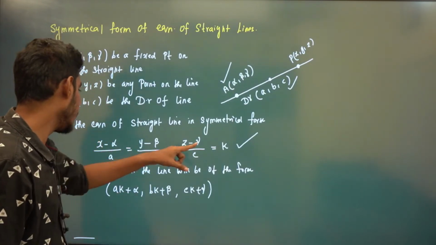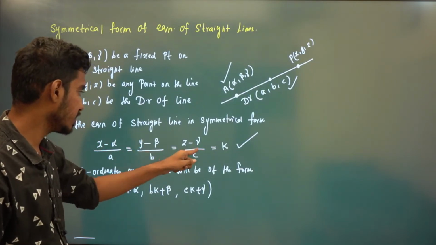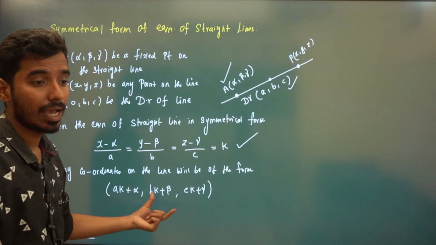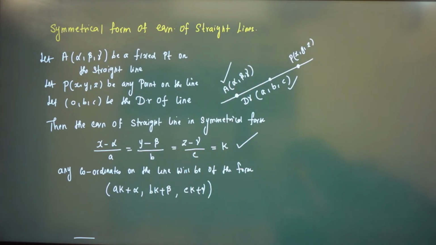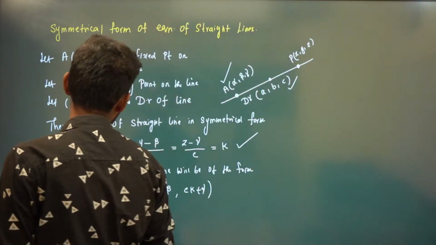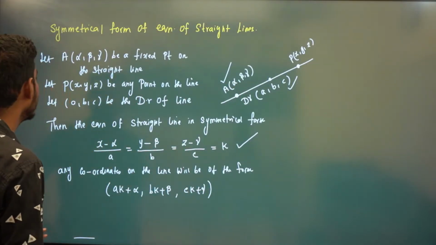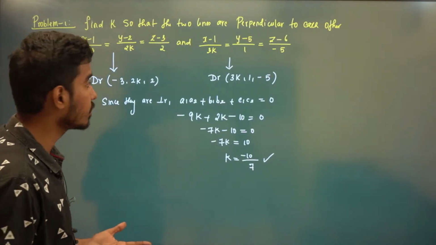And if I solve for x, y, z, you can see x is ak plus alpha, y is bk plus beta, z is ck plus gamma. That means if I vary k, I will get all points on the line. Any point on the line will be in this form only. This is what we have seen in the previous class. Depending upon this, we have solved three problems.